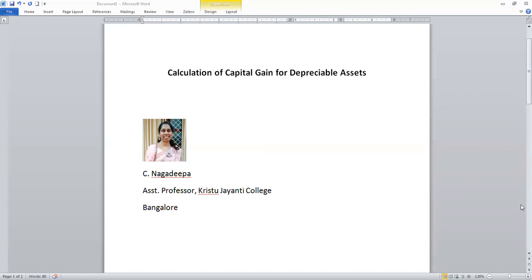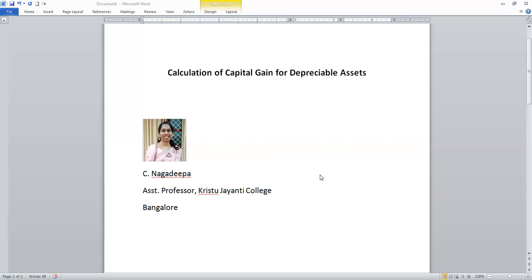Hi students, today we are going to calculate the capital gain for a depreciable asset. For a depreciable asset, we can use the WDV method or the straight line method. This is not a normal calculation like a normal asset. It is something different, where we do not use the cost of acquisition. Instead, we will be using the WDV to calculate the capital gain.